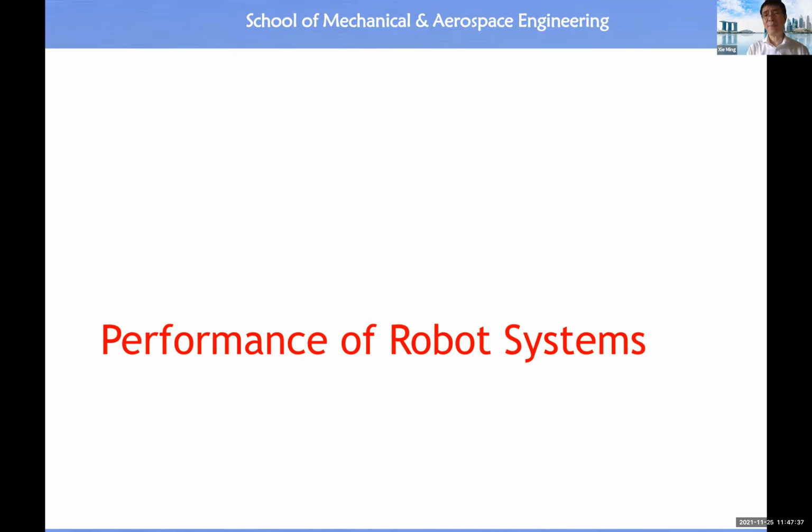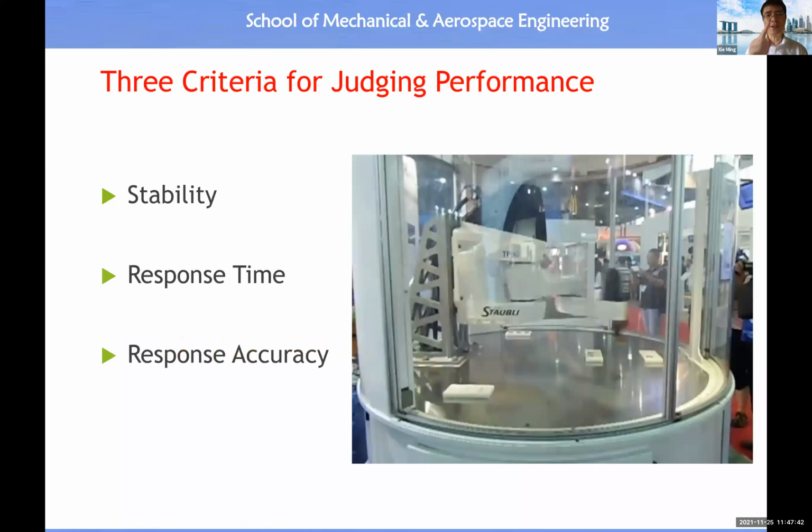After the design of your robot system, we want to judge the performance which could be achieved by the robot designed by you. So it is very important for us to evaluate the performance of the robot designed by you. In this case, we borrow the criteria from control theory. In control theory, the way for us to judge the response from any system is based on these three criteria. Criteria number 1, stability. Criteria number 2, response time. Criteria number 3, response accuracy.